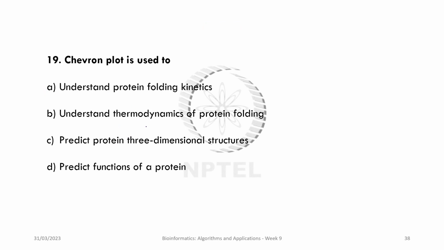Question 19. Chevron plot is used to understand protein folding kinetics, understand thermodynamics of protein folding, predict protein three-dimensional structure, or predict functions of protein. Same question, same options, just a different word. We have already seen this. That's right. Thank you, guys. Chevron plot is to understand the protein folding kinetics.